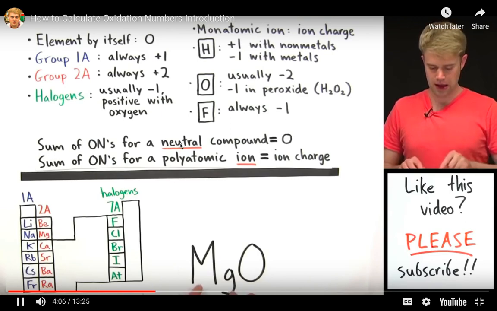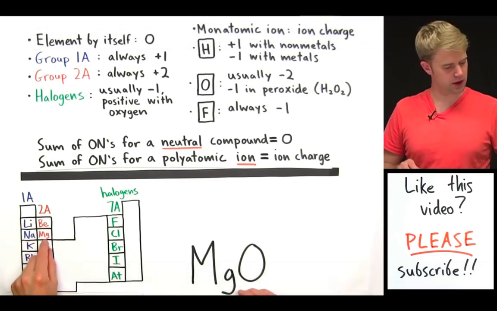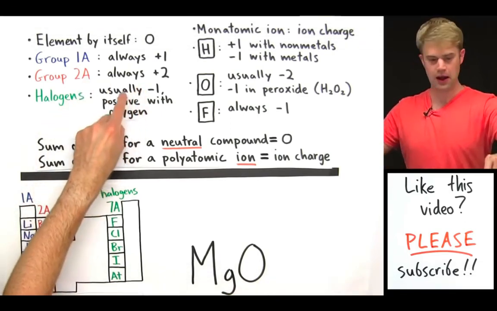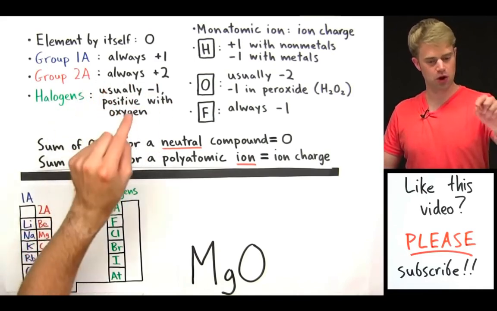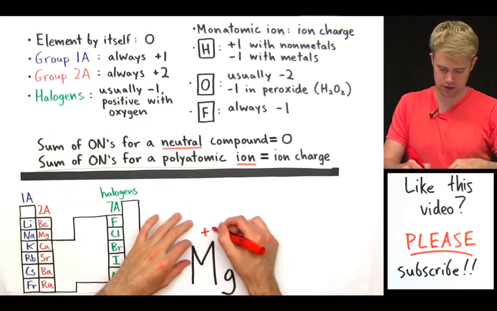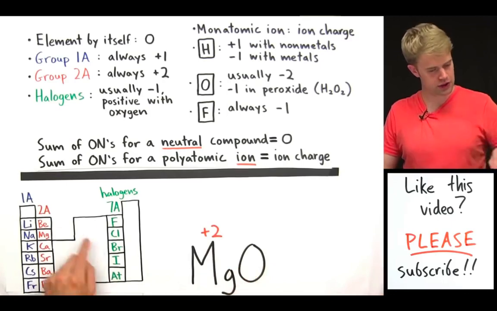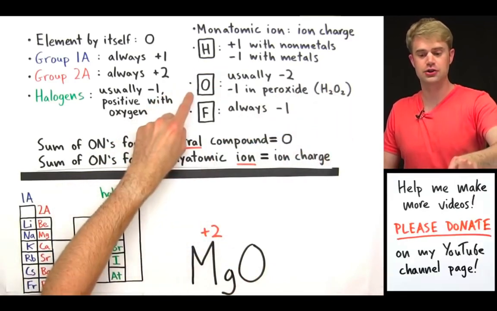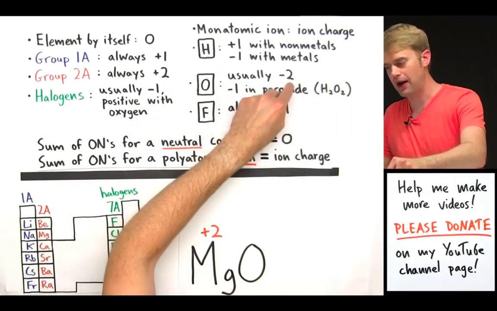MgO. Mg is in this column in the periodic table, group 2A, and group 2A elements are always +2. So there's that. Oxygen here, we have a rule for oxygen. It is usually -2.